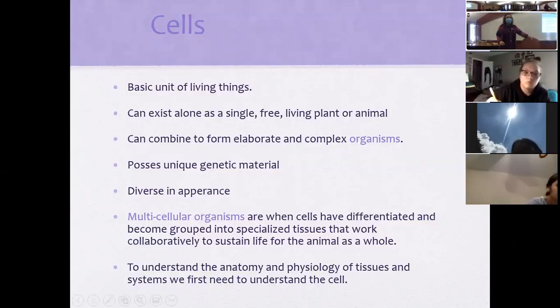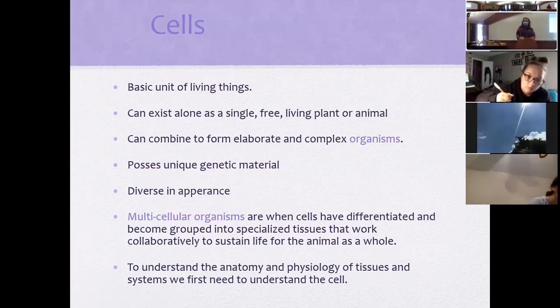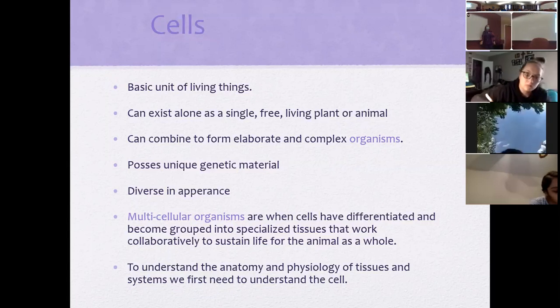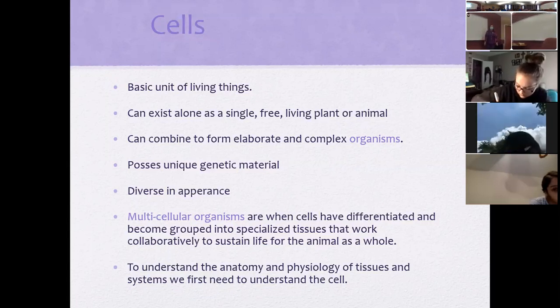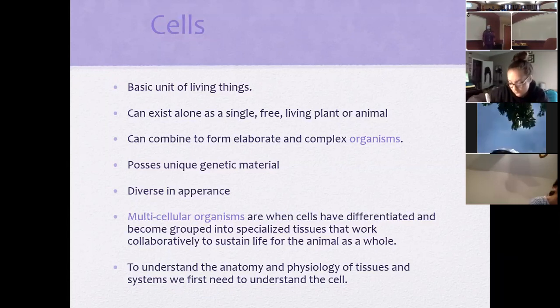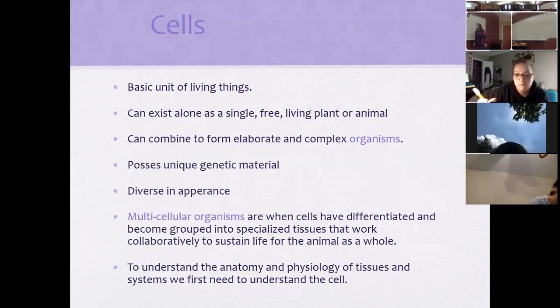So these cells, they can live alone. We do not have to have them dependent on each other. You do have single cell organisms. You do also have complex organisms like us. And they are going to possess this unique genetic material. This genetic material is known as DNA, and it is the blueprint. It is the job description for what the cell is supposed to do. How is it supposed to act? And what exactly is its basic function in life?